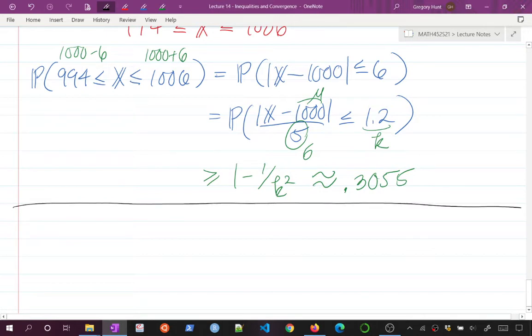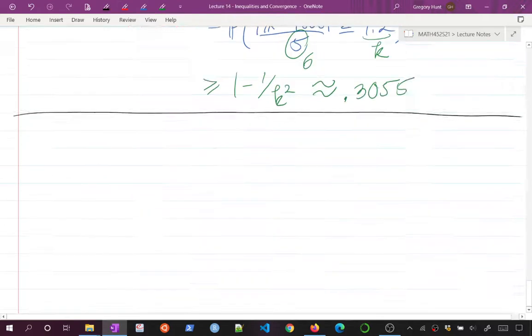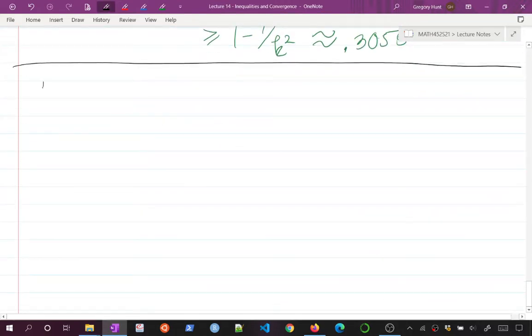Okay, so that's inequalities. And we're going to put those aside for a little bit, but I wanted to prep the groundwork for some of the homework problems on this. And we're going to talk now about convergence of random variables, and that will take up the rest of the lecture.